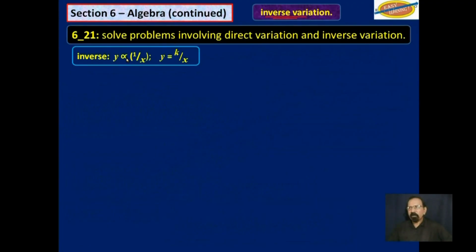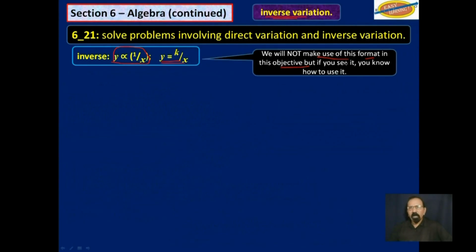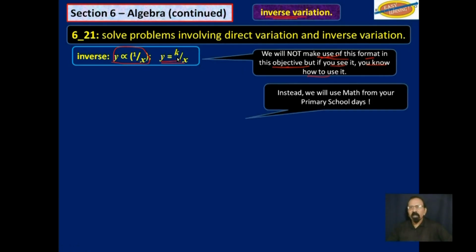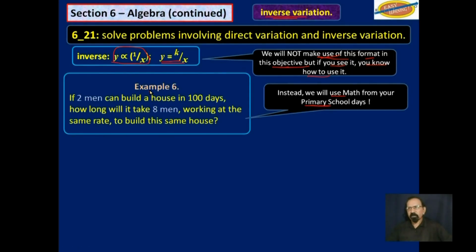Now let's look at inverse variation, where y varies inversely with x, or y is equal to k over x. So we will not make use of that format given in this objective, but if you see it, you will know how to use it. Of course, we will look at it later on briefly. Instead, we will use math from primary school days. Example 6. If 2 men can build a house in 100 days, how long will it take 8 men working at the same rate to build the same house?